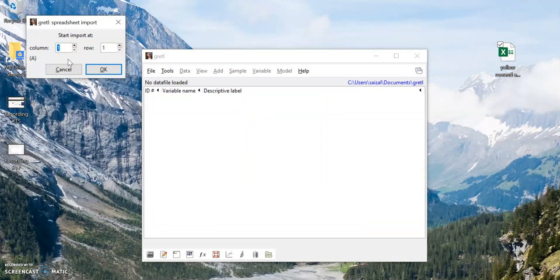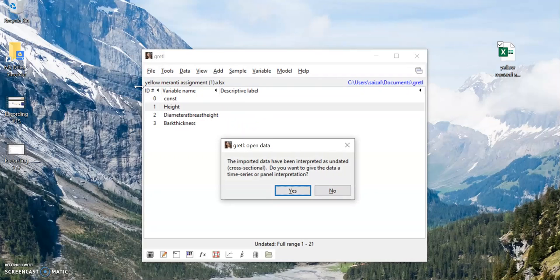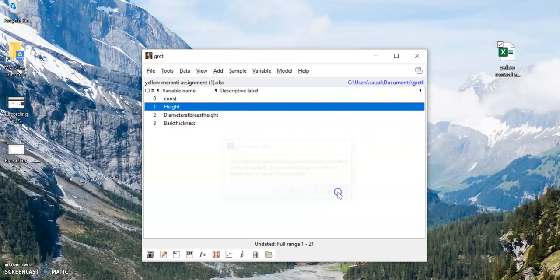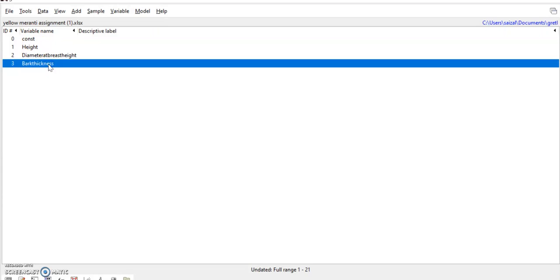Okay, and then after that you have this information. Click OK, click close. We have 3 variables, 2 independent, 1 dependent. In this case, we have this information. Simply click no, because our data is cross-sectional. But of course, even if you declare that the data is time series, you will still have the same result. So in my case, click no, and we have the 3 variables: height representing the dependent, diameter as well as bark thickness representing the independent variables.